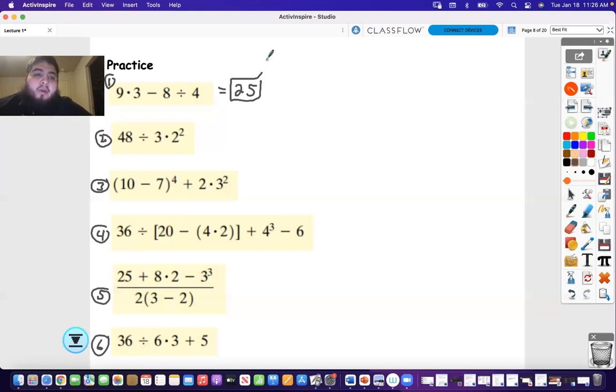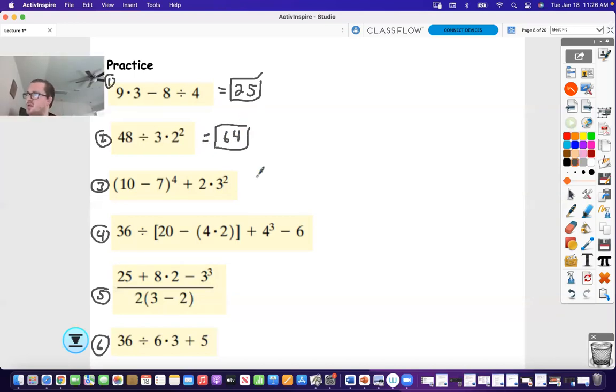Okay. Who would like to share what they got for number two? I got 64. 64. Okay, cool. Anyone agree or disagree with 64? Agree. So far, so good. We have people agree with both of these answers. Did anyone get something different and would like to work it out or get some assistance? So far, 25 and 64 are correct, guys. So good job if you got those two answers.